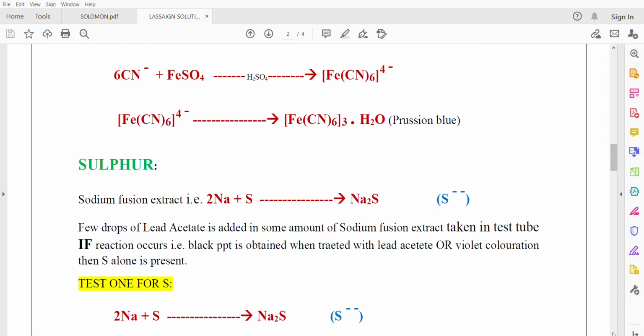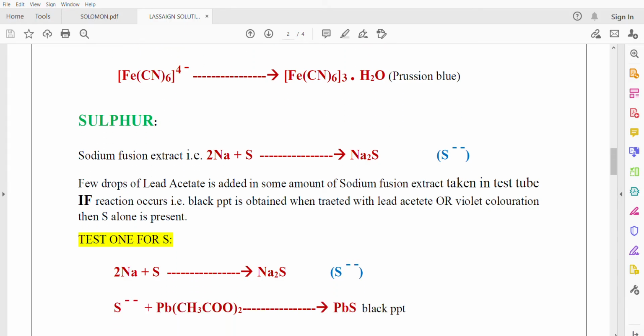Now you will come to the second test tube. In this sodium extract, you will add lead acetate, and if a black precipitate is obtained, you will conclude that sulfur is present. And on adding lead acetate, if violet coloration is produced, it means sulfur is alone present.